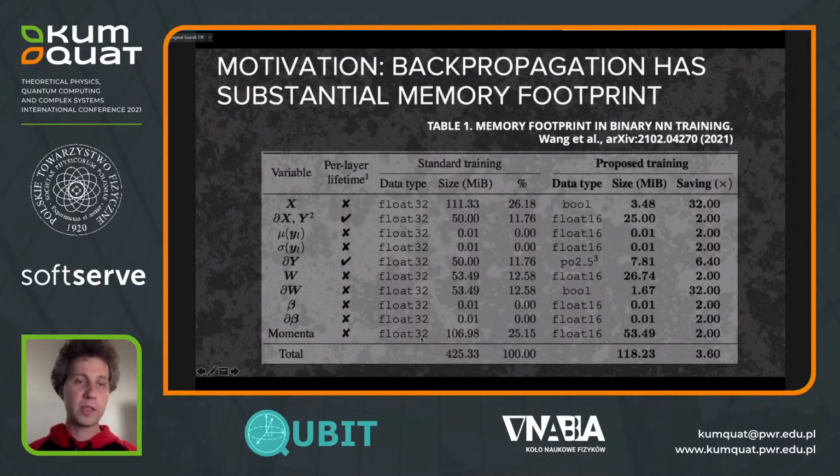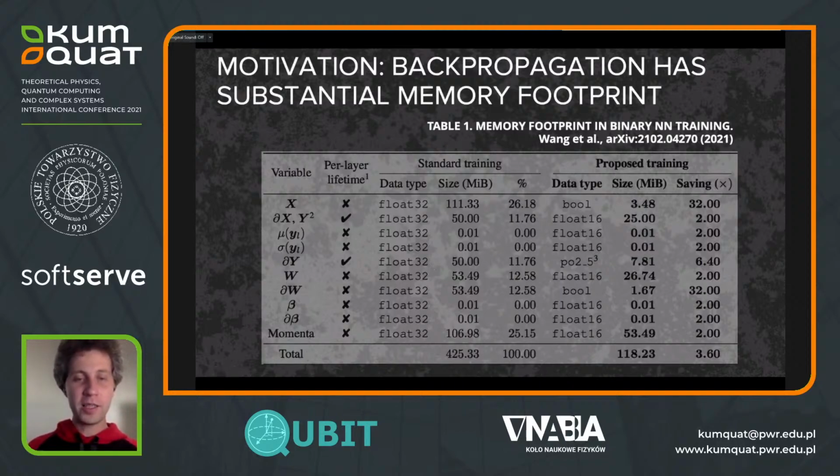So here is a really nice table from a recent paper, which also proposed different methods to reduce this memory footprint. In the method that we propose, we actually get rid of gradients altogether. So we don't compute gradients. We actually use a fine-tuned Monte Carlo update rule to go from configuration to configuration.